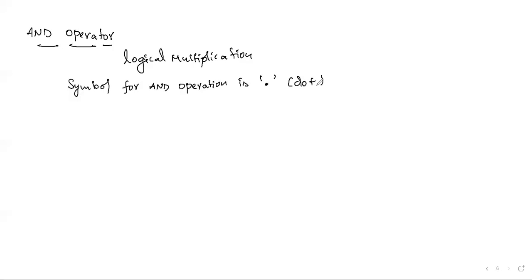See, x dot y will be read as x and y. It is read as x and y.